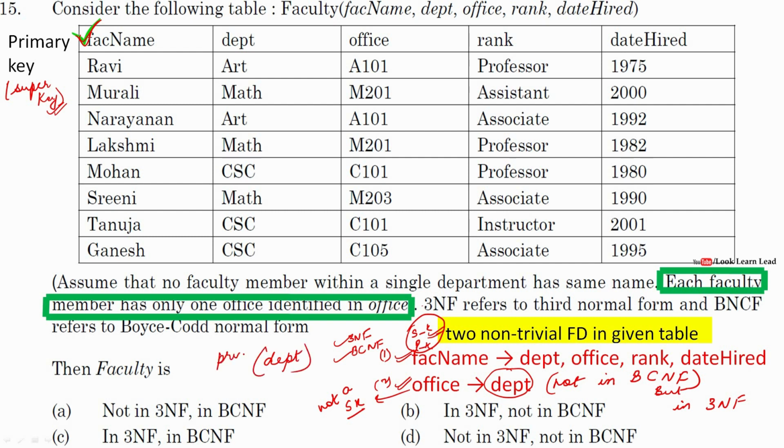Department is a prime attribute. So what we did is we constructed all the non-trivial functional dependencies. In this relation we had two. The first dependency was in 3NF as well as in BCNF, but the second dependency was in 3NF but not in BCNF. So our table as a whole would be in 3NF but not in BCNF. So the answer would be B, in 3NF, not in BCNF.